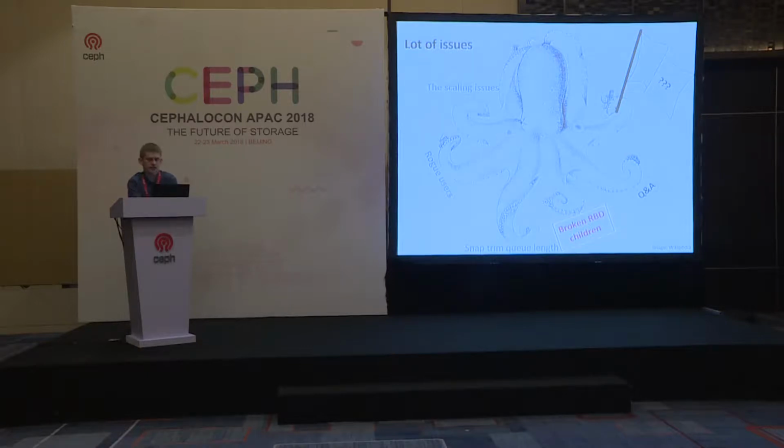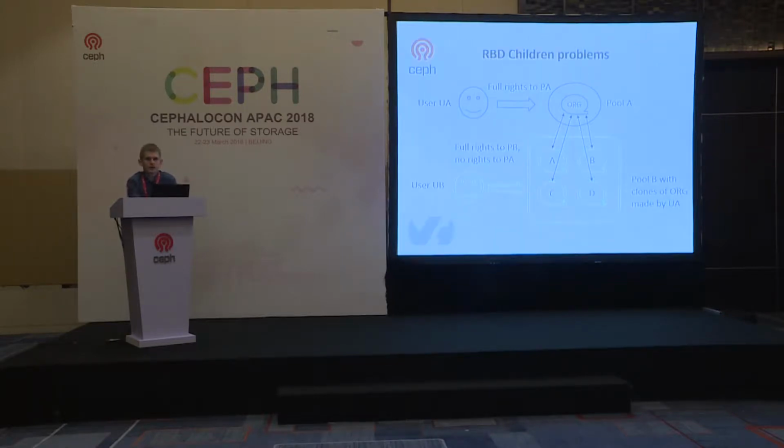Another interesting story is with broken RBD children. So, we are using mostly RBD images, and we are using them to host VMs, virtual machines, so we are setting them up in no time. So we have 2 pools and 2 users.